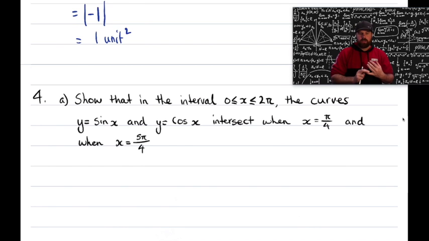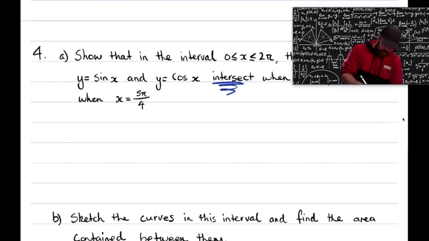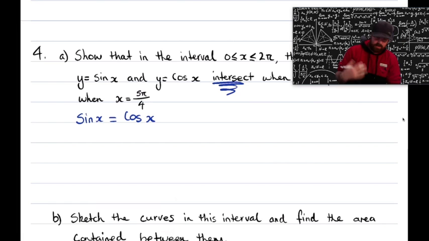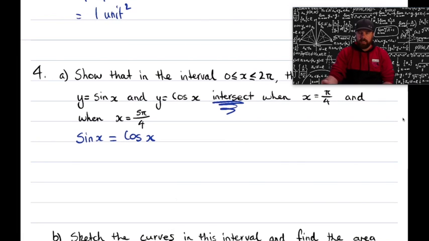The way we're going to do show questions is, identify what we can do. Well, here I've got this word intersect. So when two graphs intersect, that means they have the same solution. So I just need to know, when does y equals sine of x and y equals cos of x equal each other? So from my question, because I've got intersect, I want to know, when does sine of x equal cosine of x? That's what I'm looking to show from my question. And I need to show that this answer is going to end up being pi on 4 and 5 pi on 4.